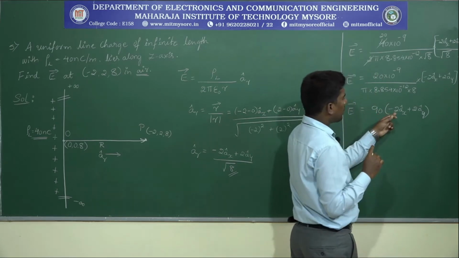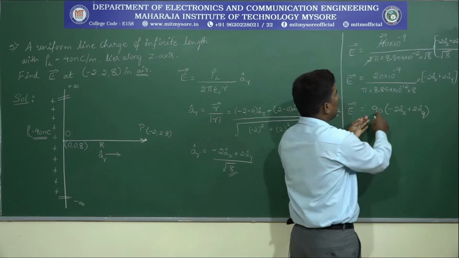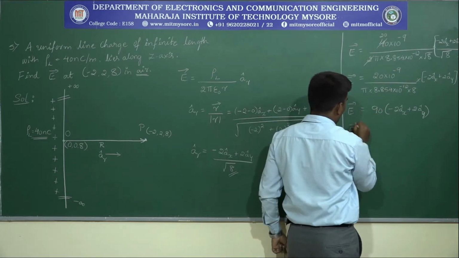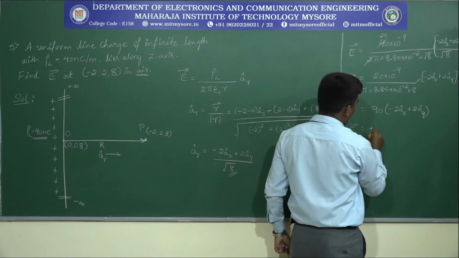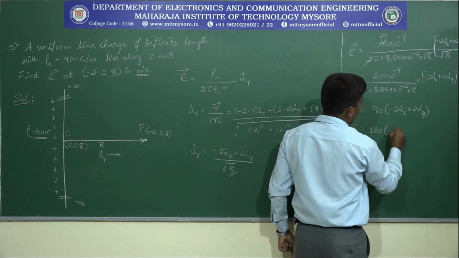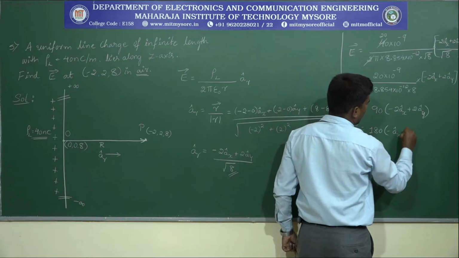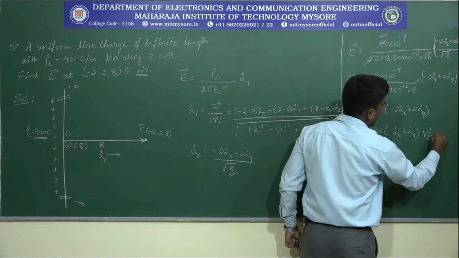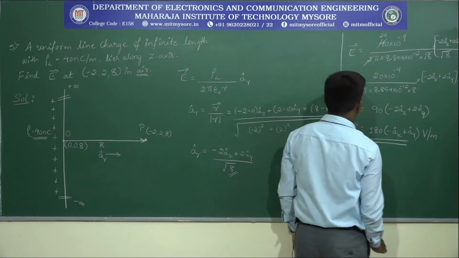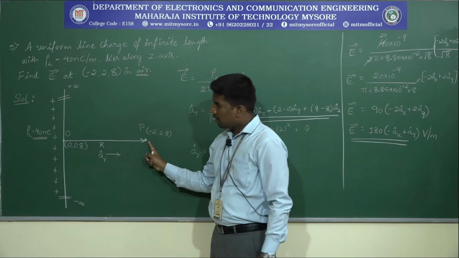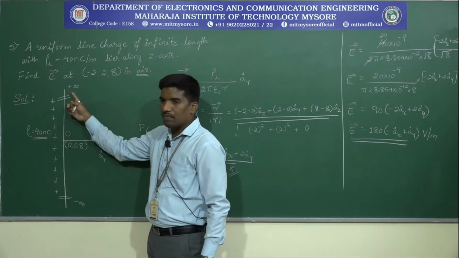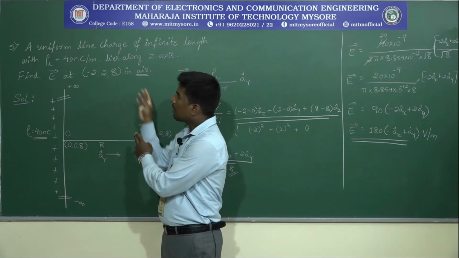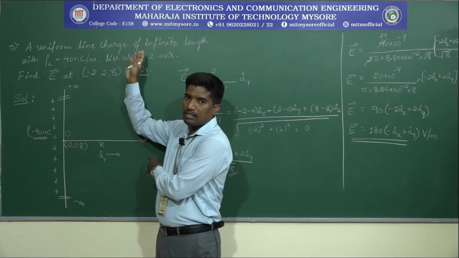Minus 2 a cap x plus 2 a cap y into 90. If we solve this quantity, we are going to get 90. E is equal to, take 2 outside, 180 into minus a cap x plus a cap y. What is the unit? Volt per meter. This is the electric field intensity at point P due to the infinite length line charge. Understood? This is how you need to solve the problems regarding the charged line.